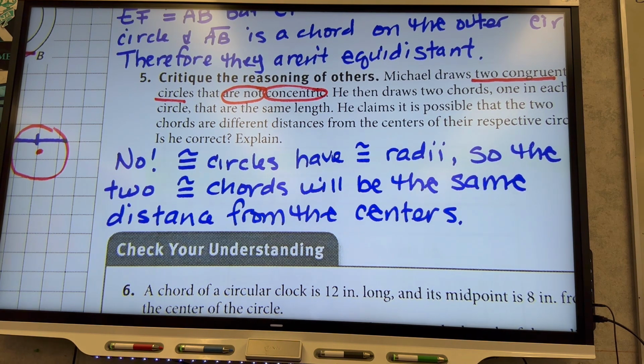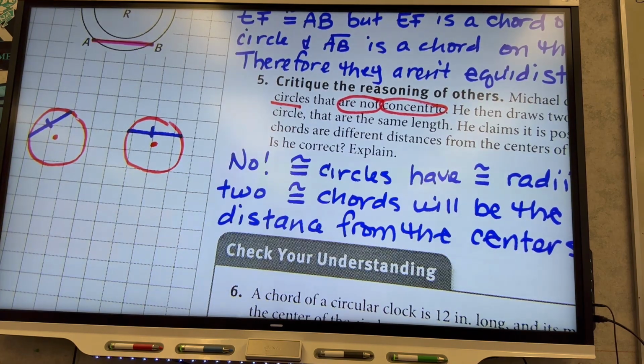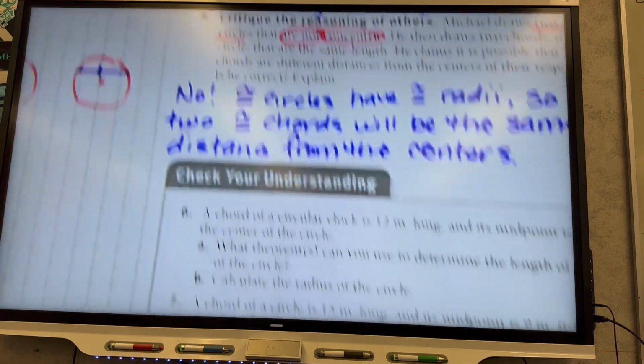Okay. So this extends our theorem now. It doesn't necessarily have to be in the same circle. If we have two circles that are congruent, then we can treat them like they are the same exact circle, because technically they are. They've got the same properties. All right, let's try number 6.